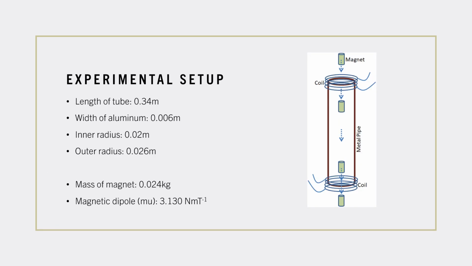For the experimental setup, we curled an aluminum foil of length 0.34 meters with a width of 0.006 meters, an inner radius of 0.02 meters, and an outer radius of 0.026 meters. Then we let the magnet fall through. The mass of the magnet was 0.024 kilograms, and the dipole that we obtained from lab 2 was 3.130 newton meters per Tesla.